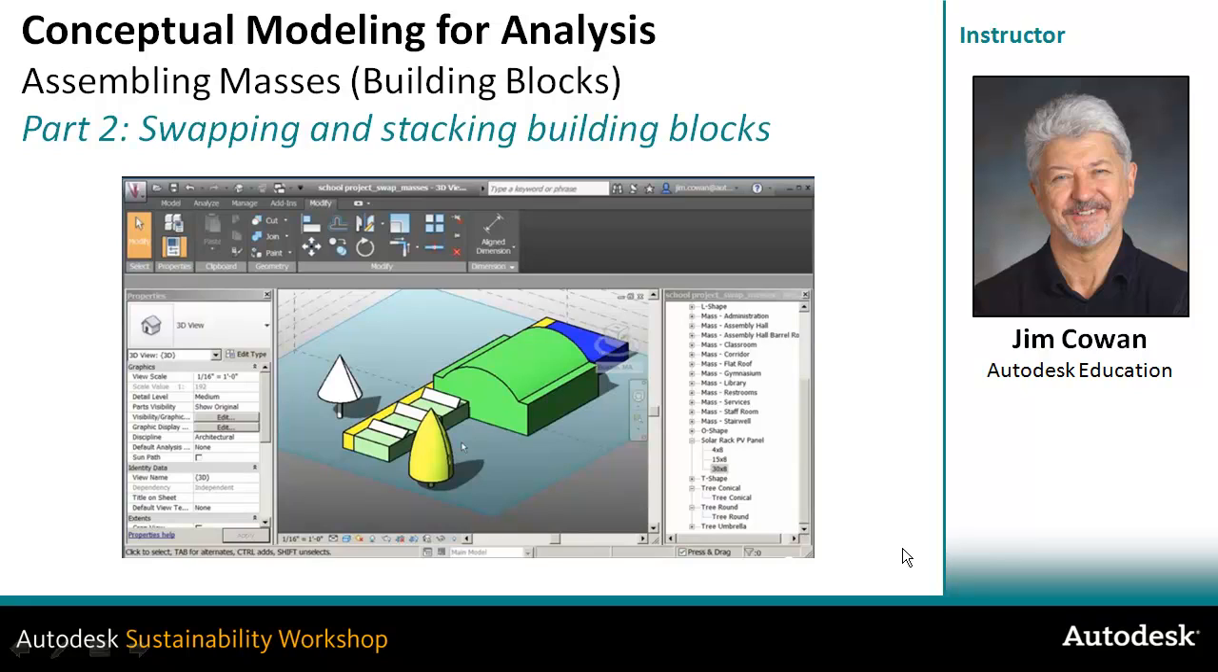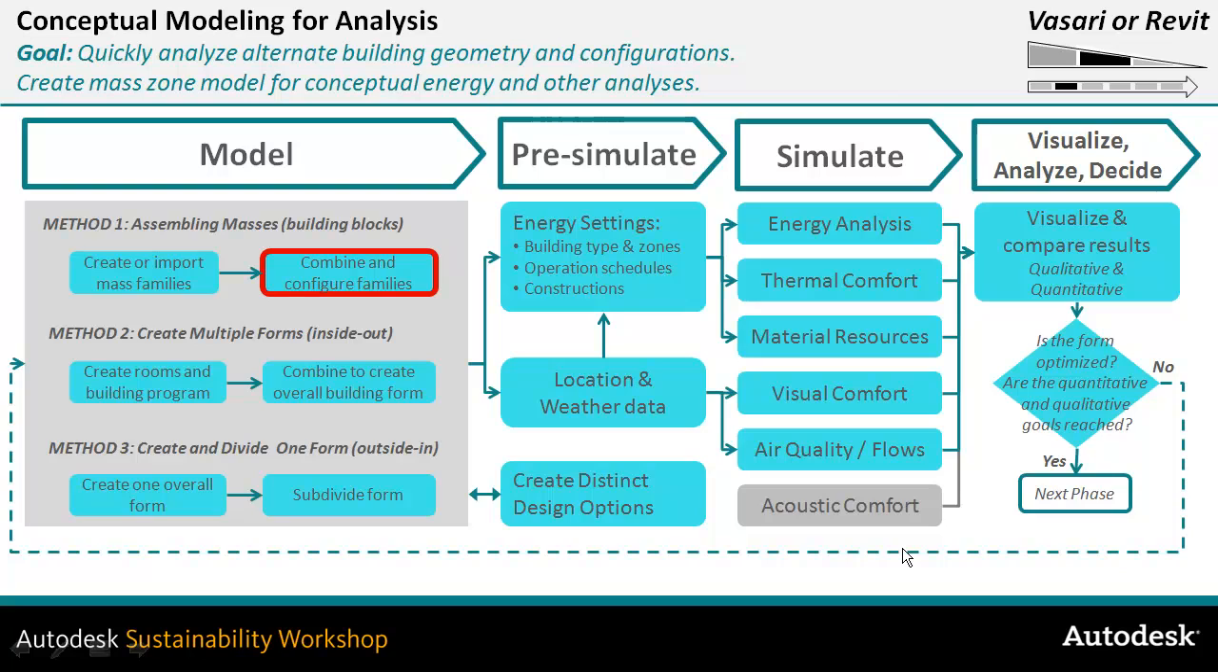So you could start with something at a lower level of detail and then swap it out with another mass family that represents, say, an activity at a higher level of detail. You're combining these mass families to create the building, but you're also able to swap them out as needed to create design options.